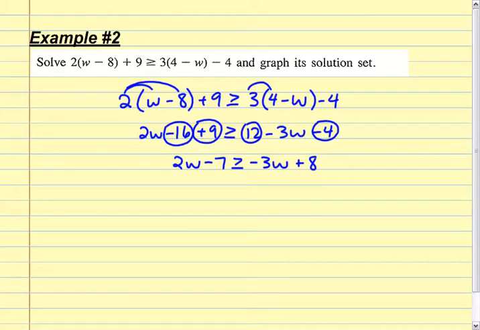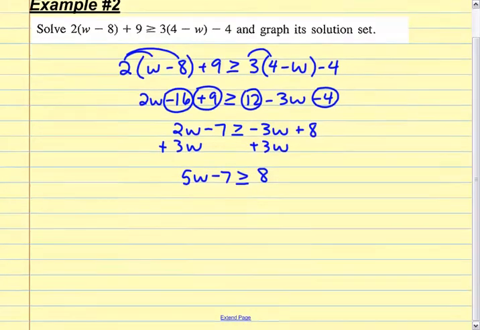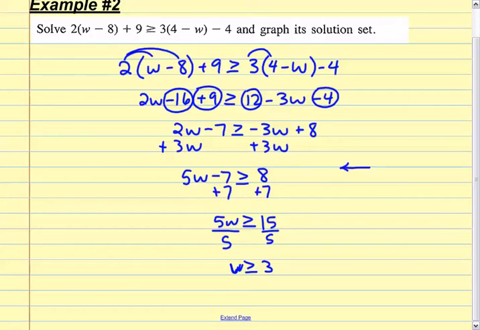All right? Now I'm going to add 3w, make that variable positive, okay? And that's going to give me 5w minus 7 is greater than or equal to 8. All right? Sweet. Now, let's add 7. Add 7 to both sides. 15. And then I'm going to divide by 5, and w has to be greater than or equal to 3.